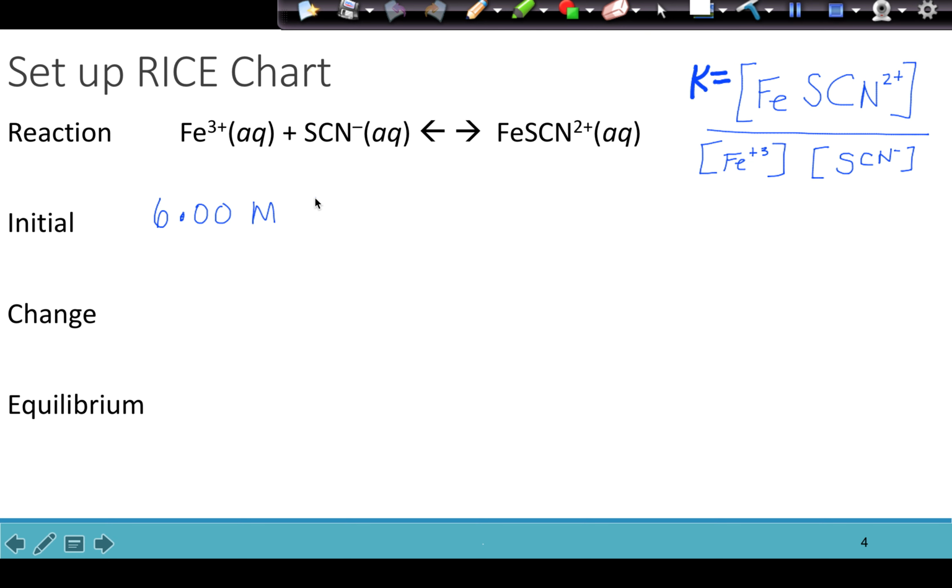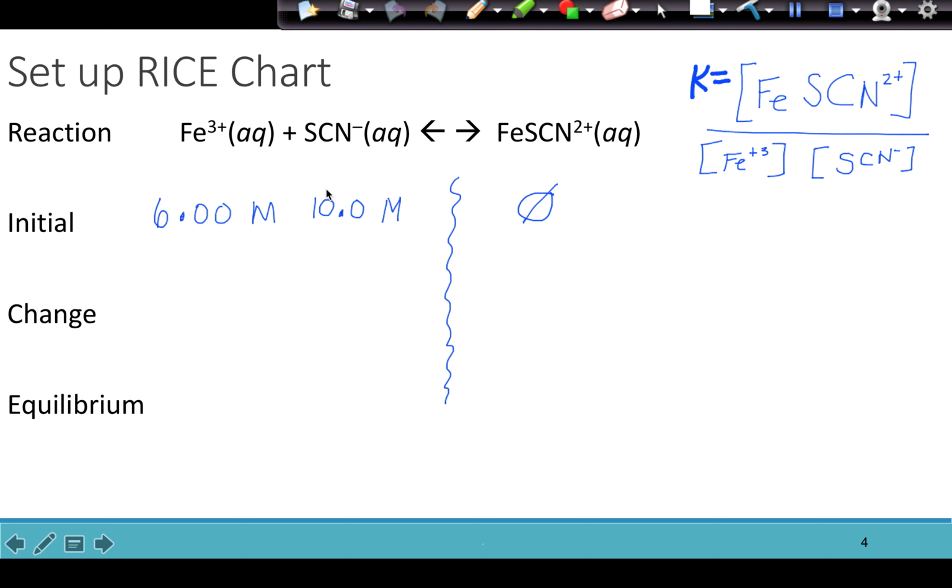It also says that the initial concentration of the thiocyanate was 10 molar. Now I like to put a line down underneath the arrows because that separates my reactants from my products. And it says that these two species were mixed, which means that we were putting them into a container where none of this complex ion existed at all.